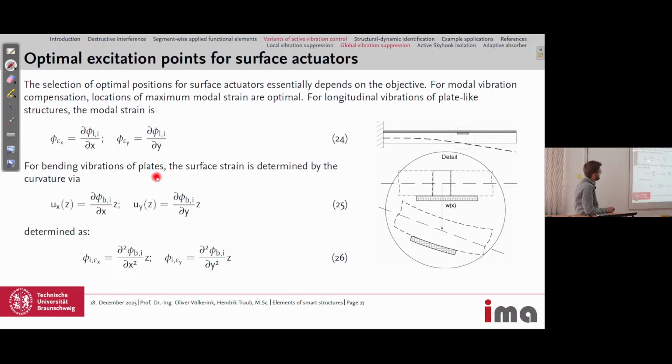And for the bending vibration of plates, it would be the surface strain, which is determined by the modal strain times the z coordinate. At first we have the displacement on the surface with this strain times the z coordinate, and if we then derive it another time with respect to space, then we get this surface strain for the bending.